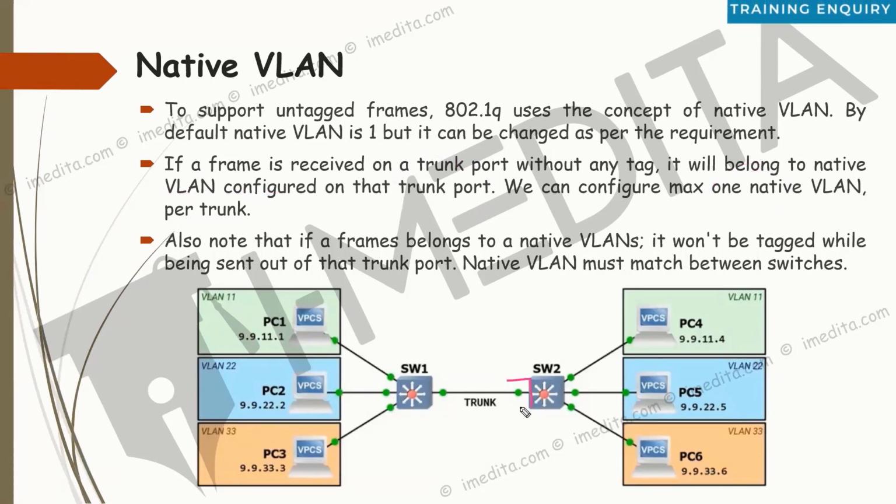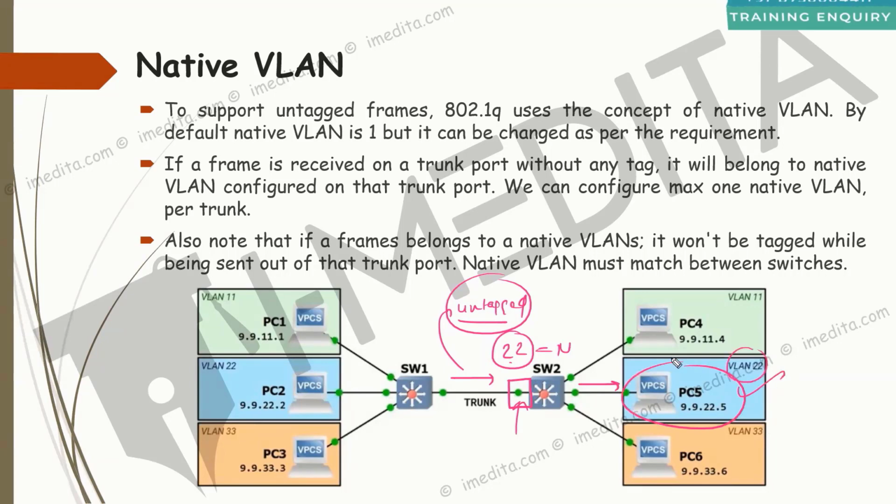So let's say I configure VLAN 22 as the native VLAN, and I receive data that is not having any tag. Untagged. Switch will see that on the trunk link, I have received an untagged frame. What is the native VLAN configured onto that trunk link? 22. Data will be forwarded towards the users in VLAN 22.